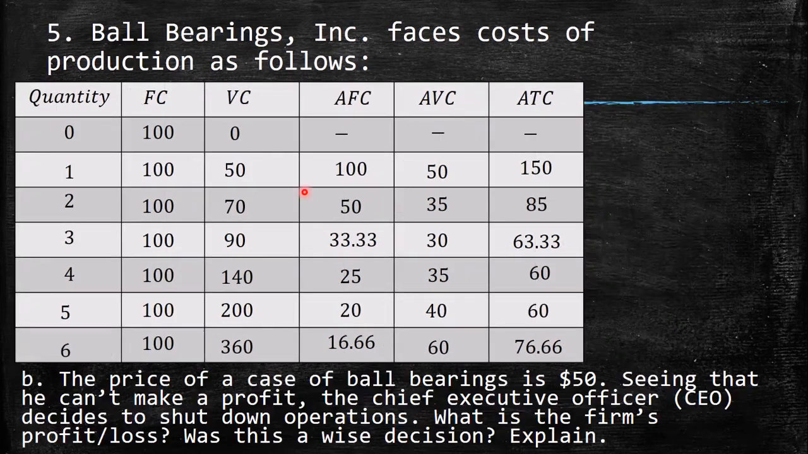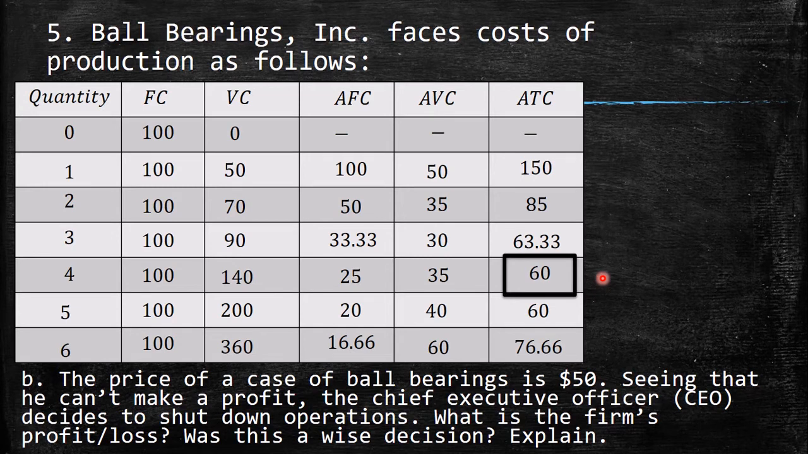Then the question says, the price of a case of ball bearings is $50. Seeing that he can't make a profit, the chief executive officer, the CEO, decides to shut down operations. What is the firm's profit or loss? Was this a wise decision? Explain. So first we need to figure out the production of this firm, where the average total cost is the lowest one. Okay, so we're going to use these quantities, which is going to be 6.